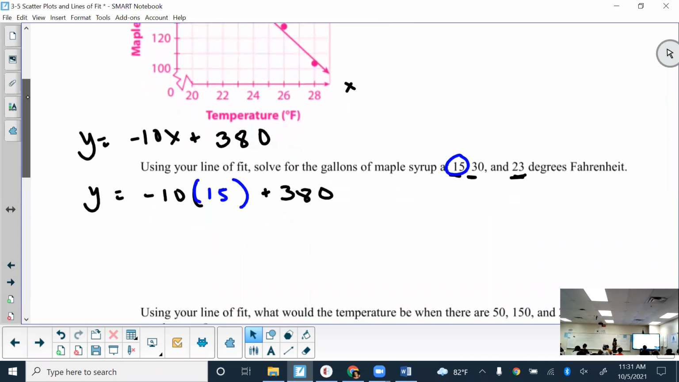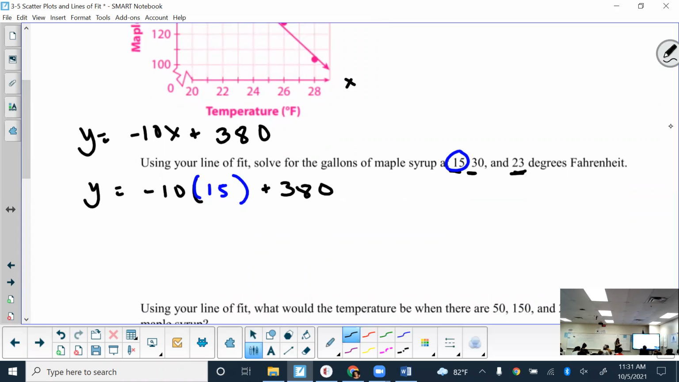All right, we plugged in the x, now solve for y. And you could probably put it all in your calculator at one time. But we have negative 10 times 15 plus 380, which gives me 230. All right, so at 15 degrees Fahrenheit, we can harvest 230 gallons of maple syrup.